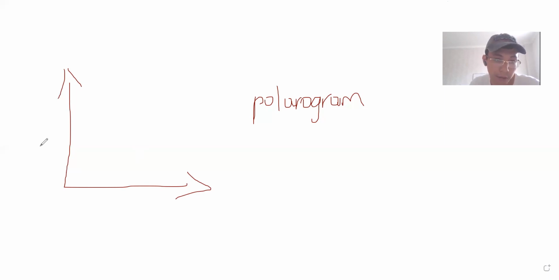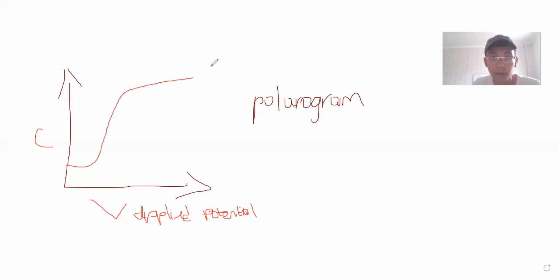Here, current. Here we have to apply the value. Here, potential. So let's draw some result here. Okay, it's our result. So we drew the graph, which is called a polarogram.